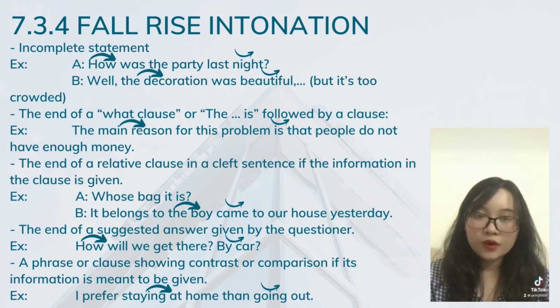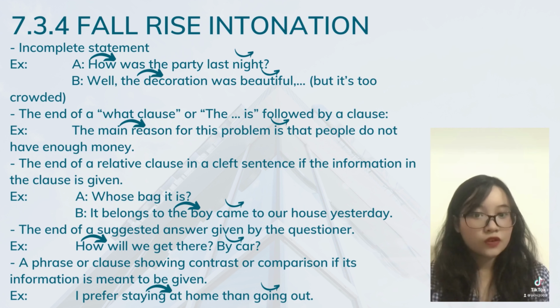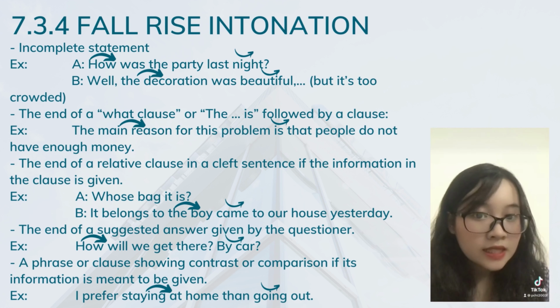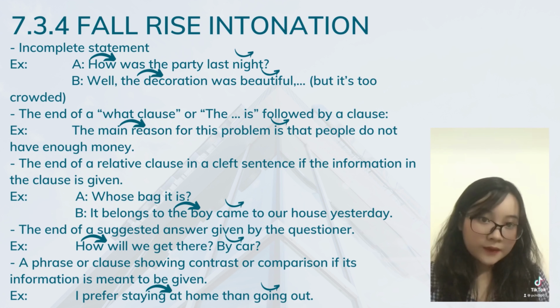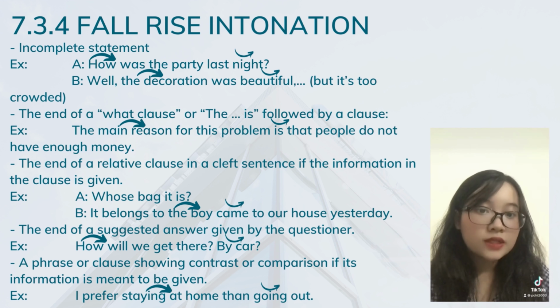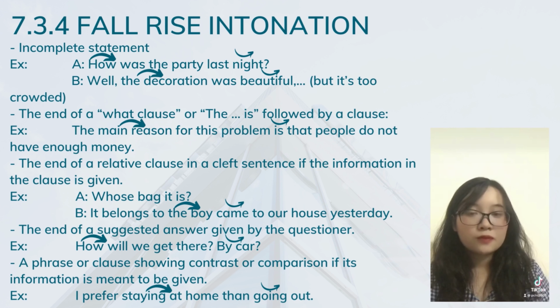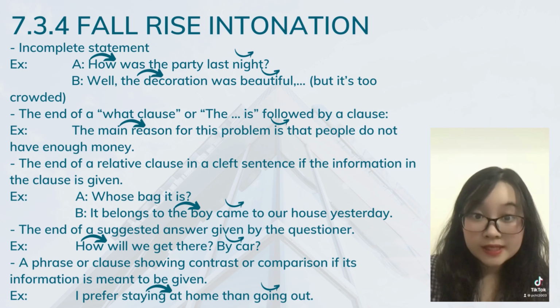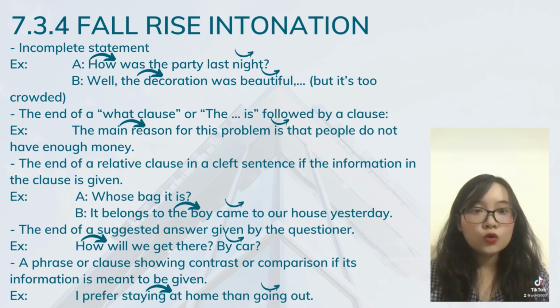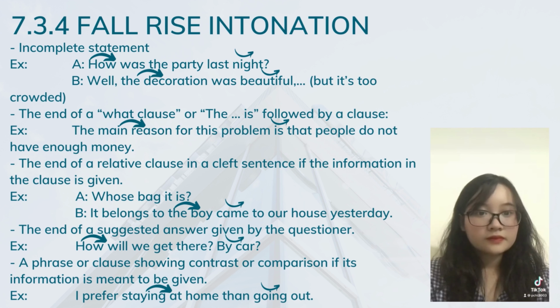And the next one is the end of a clause followed by another clause. For example, the main reason for this problem is people do not have enough money. The third one is the end of a relative clause within a collapsed sentence if the information was provided in the previous sentence. For example, whose bag is it? Oh, it belongs to the boy who came to our house yesterday.